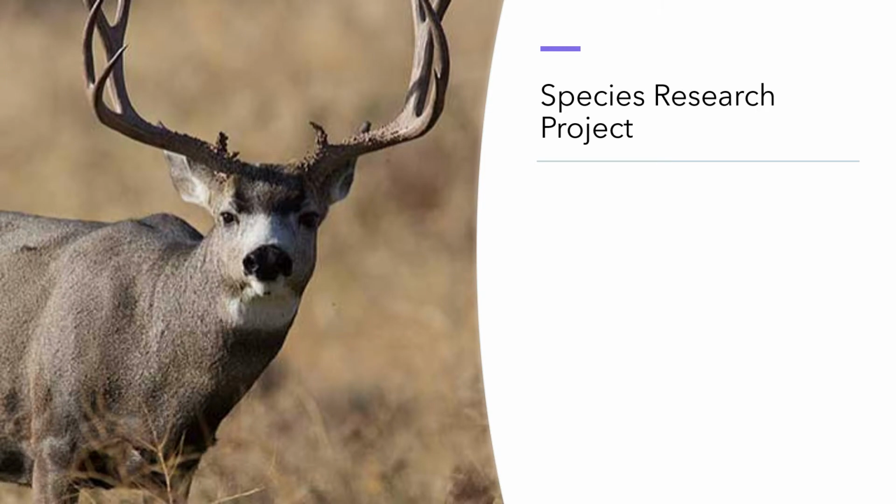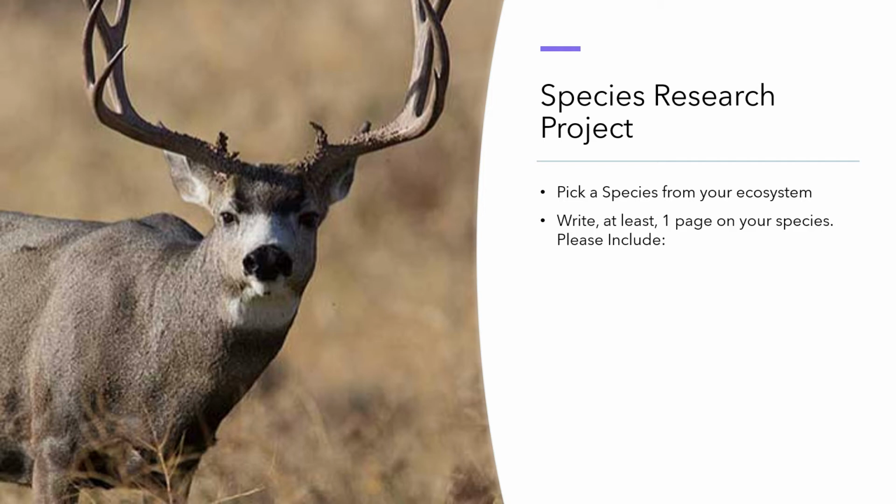Next activity, species research project. Big mule deer. I'll talk about why in a second. What you're going to do is go to the ecosystem that you chose and pick any species. It could be plant, it could be animal. I don't care what species it is, but you pick one species. And you are writing one page about your species.